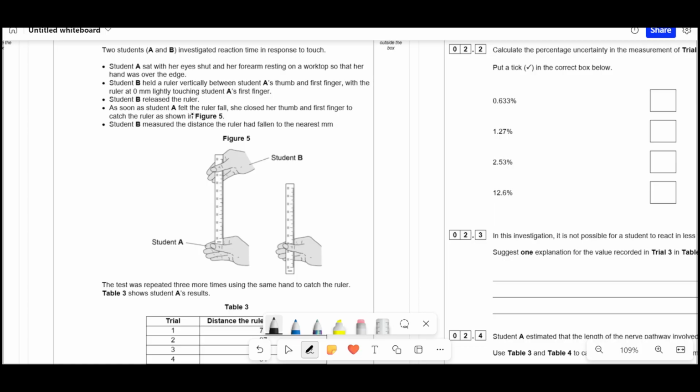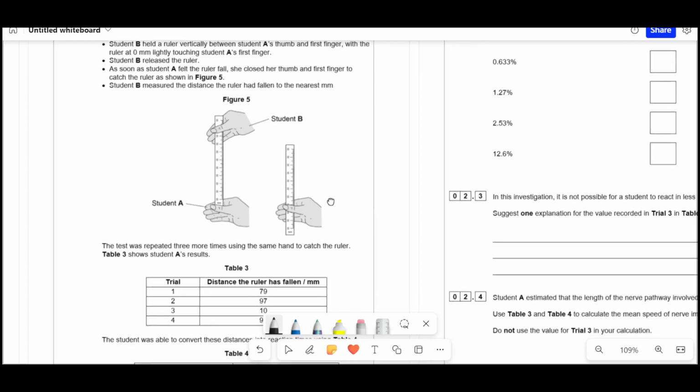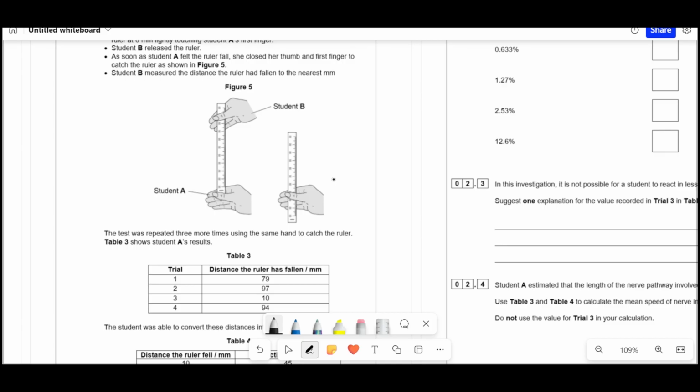Student B held a ruler vertically between student A's thumb and first finger with the ruler at 0 millimeters, lightly touching student A's first finger. Student B released the ruler, and as soon as student A felt the ruler fall, she closed her thumb and first finger to catch the ruler, as shown in figure 5. Student B measured the distance the ruler had fallen to the nearest millimeter.